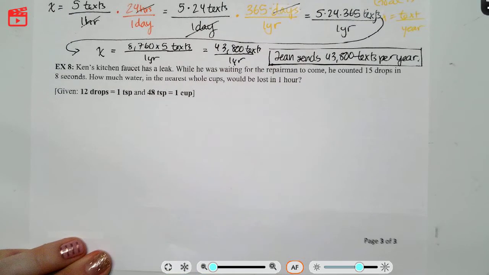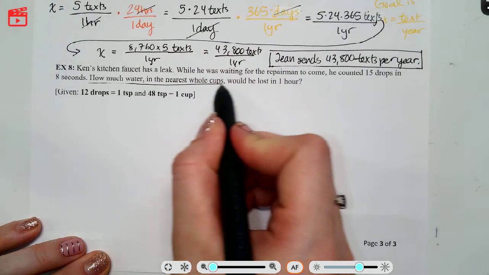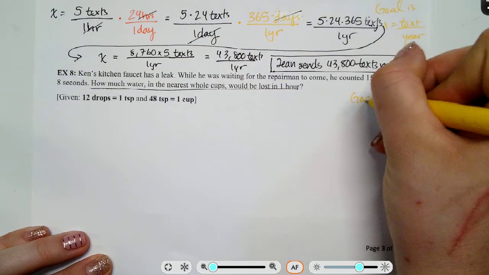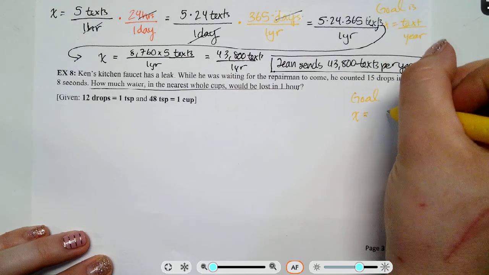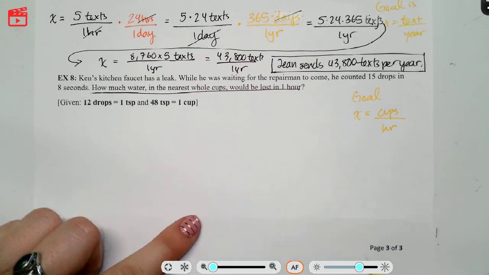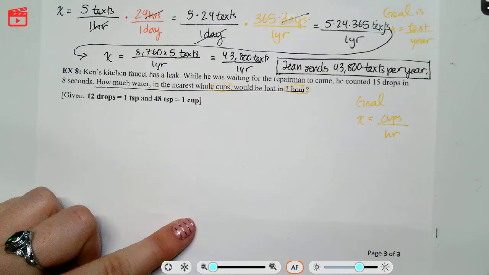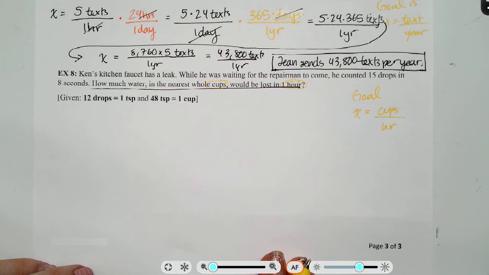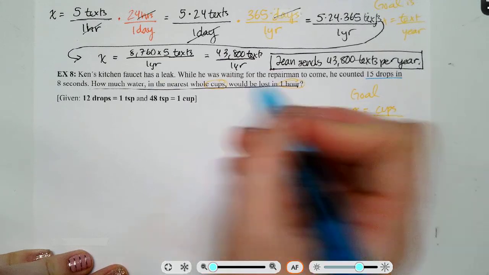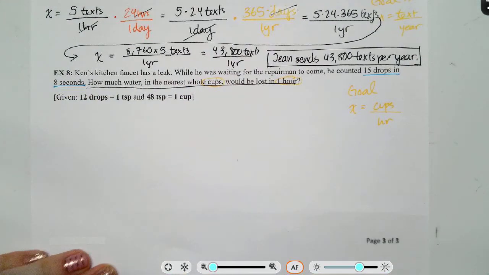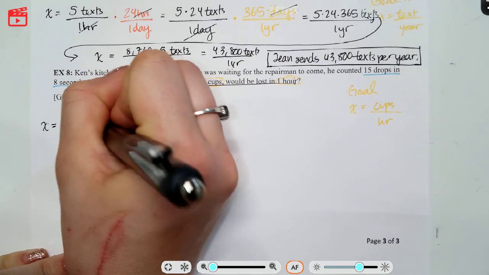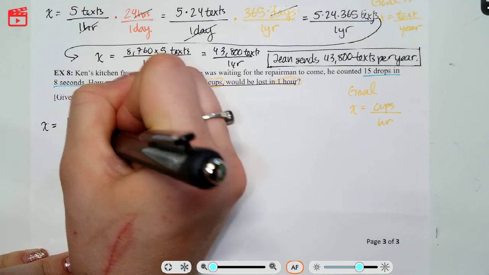Well, what's our question? How much water in whole cups will be lost in 1 hour? Okay, that's my goal. My goal is to have X equals cups per hour. But what do I have? Well, he's counting 15 drops in 8 seconds. So at the moment we have 15 drops per 8 seconds.